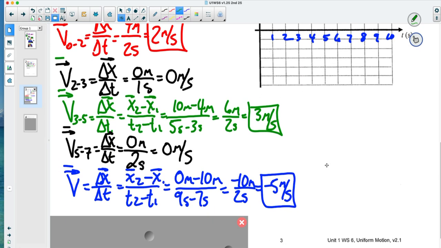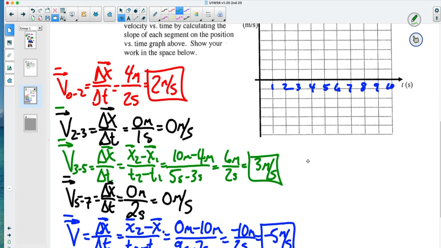meters per second. With negative 5 being the largest magnitude of our velocities, we're going to have to scale the axis so 5 fits on here. So we can go up above, we can scale at 1, 2, 3, 4, and 5 meters per second. And down below we'll have negative 1, negative 2, negative 3, negative 4. This would be negative 5 meters per second.